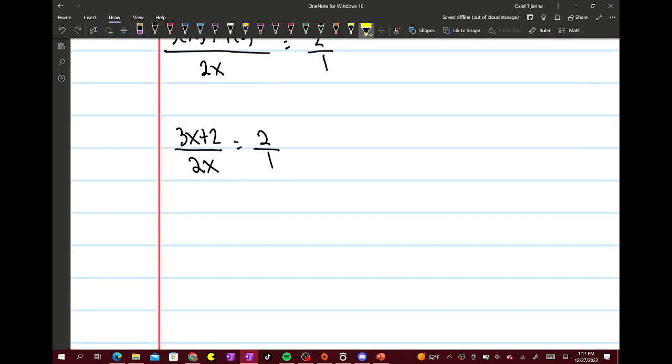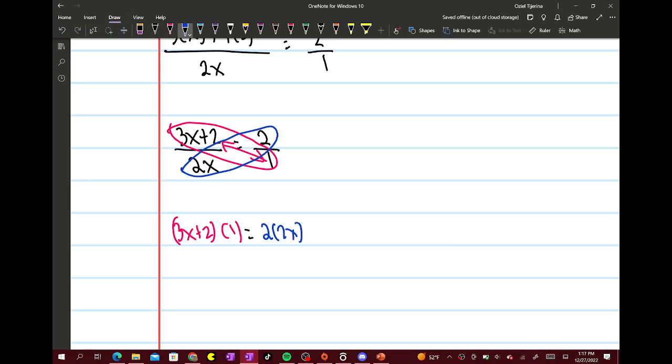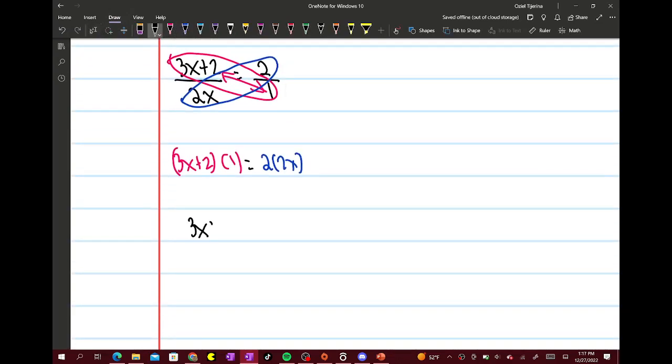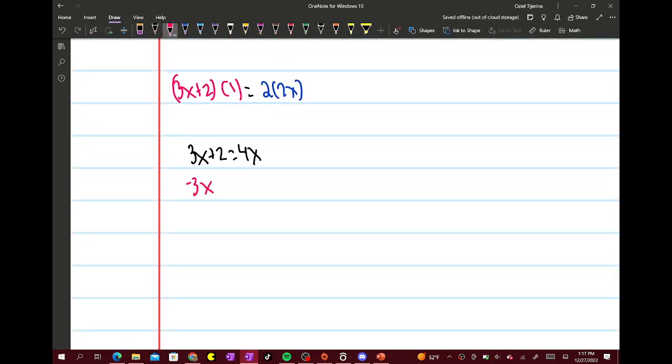So then you do cross multiplication, right? So 3x plus 2 times 1 is equal to 2 times 2x. So this would be 3x plus 2 equals 4x, and all you have to do is subtract 3x on both sides, and you get x equals 2, right?